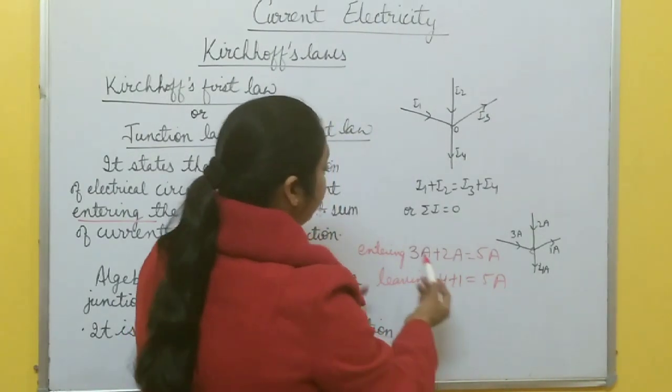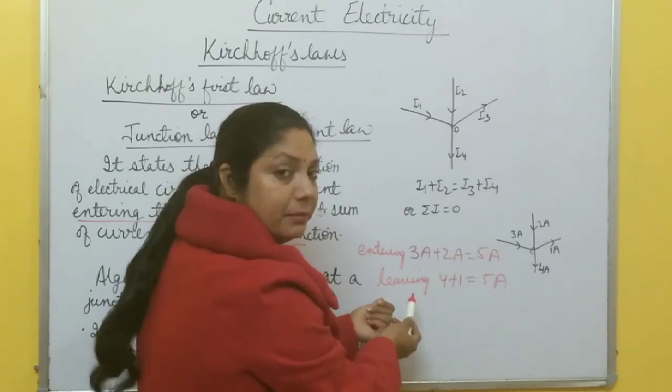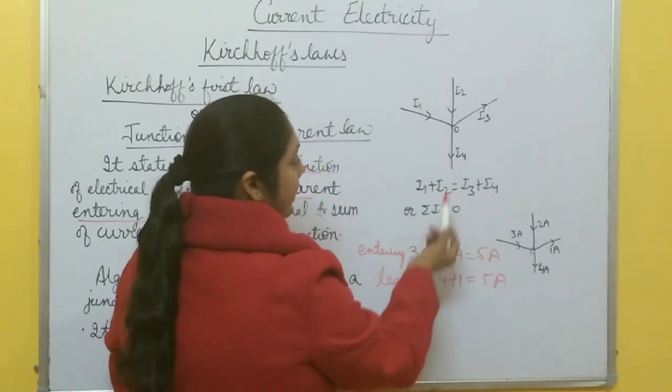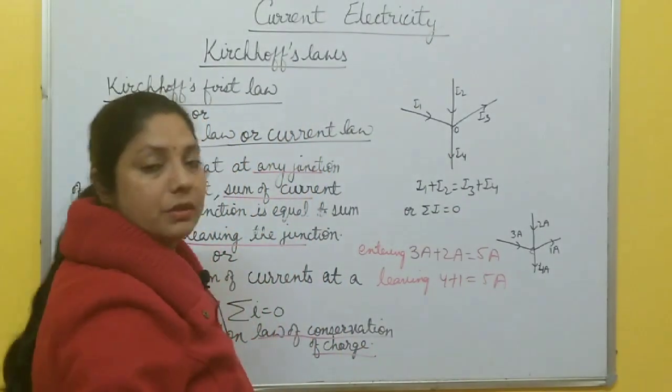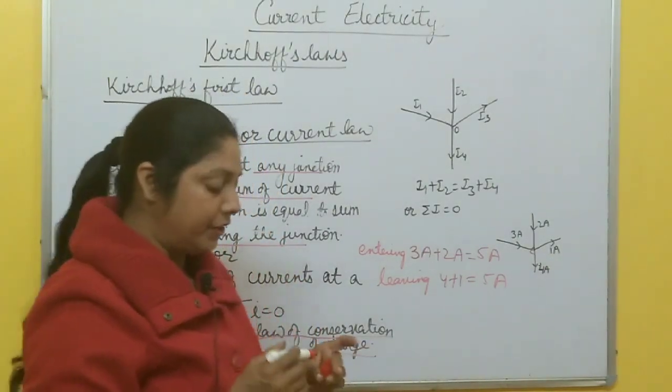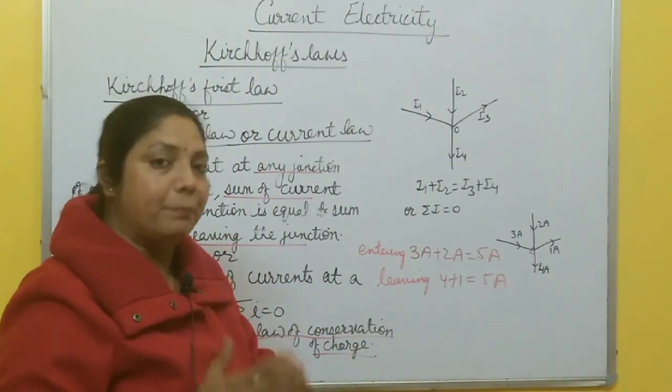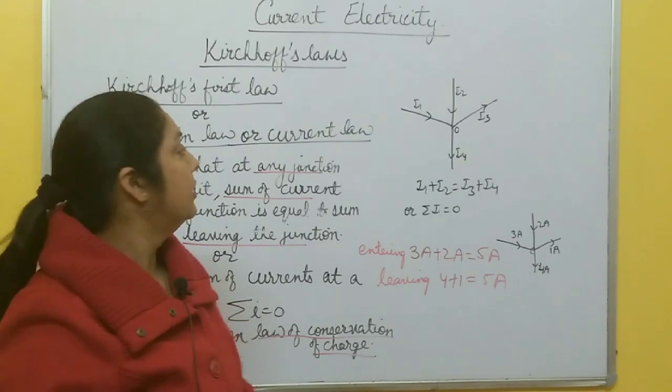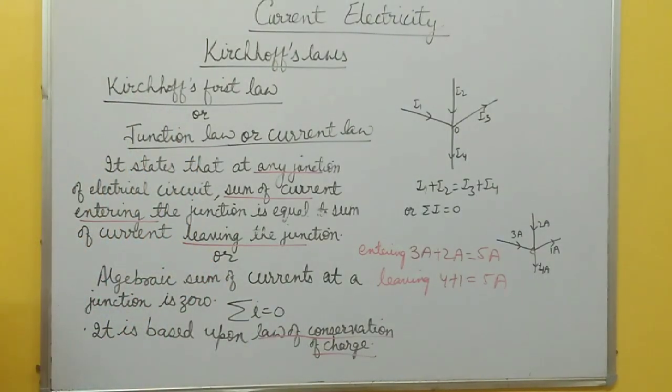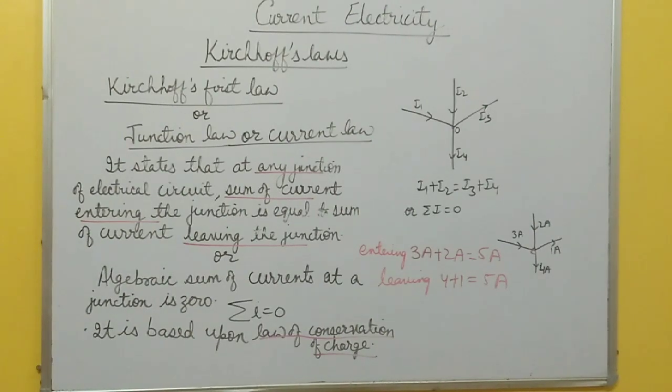It means the sum of current entering is always equal to the sum of current leaving the junction. And this principle is also used when we are solving complicated circuits, right? This is about Kirchhoff's first law. Please take a screenshot fast.